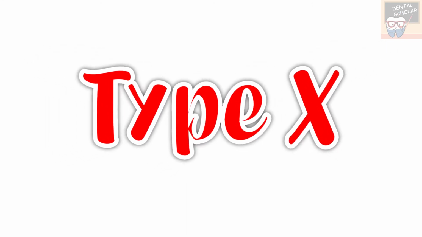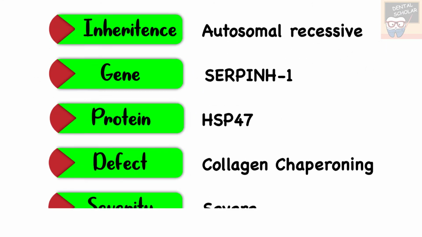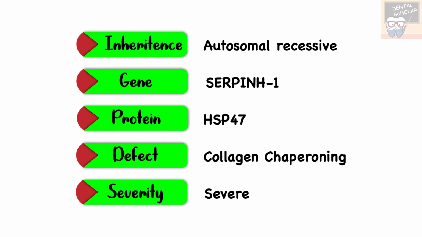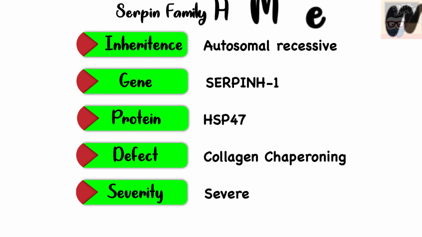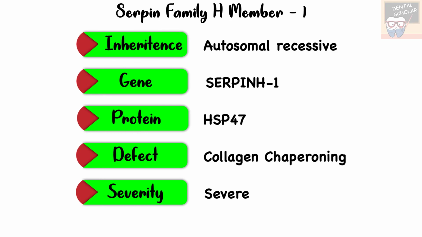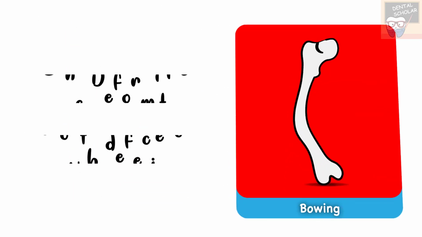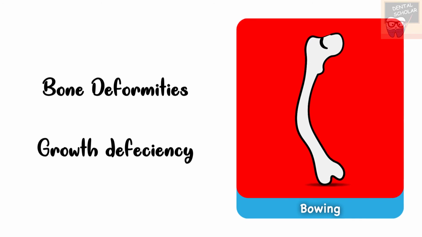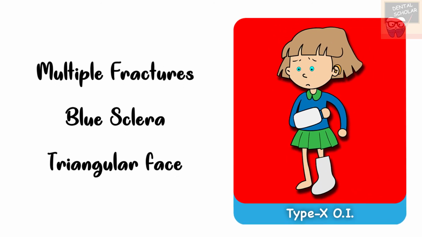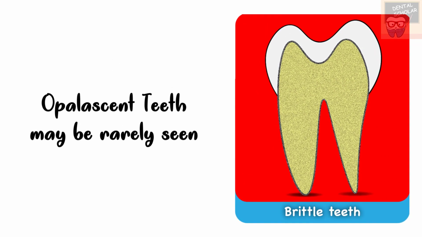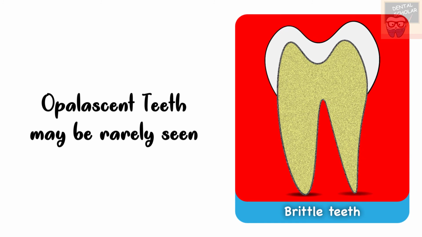The last one is type 10 osteogenesis imperfecta. It is autosomal recessive, and the gene involved is SERPINH1, that is Serpin family H member 1. And the protein affected is HSP47, that is heat shock protein 47. The defect is in collagen chaperoning, and the bone deformities like bowing of long bones and growth deficiency are seen. Multiple fractures are also seen, and sclera appears blue. The face is triangular, and opalescent teeth may also be seen, but they are rare.